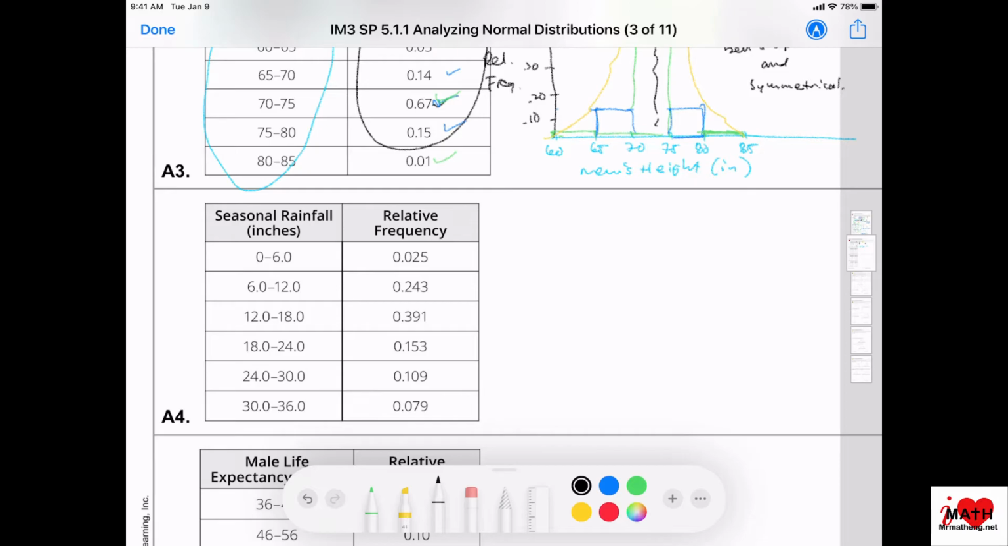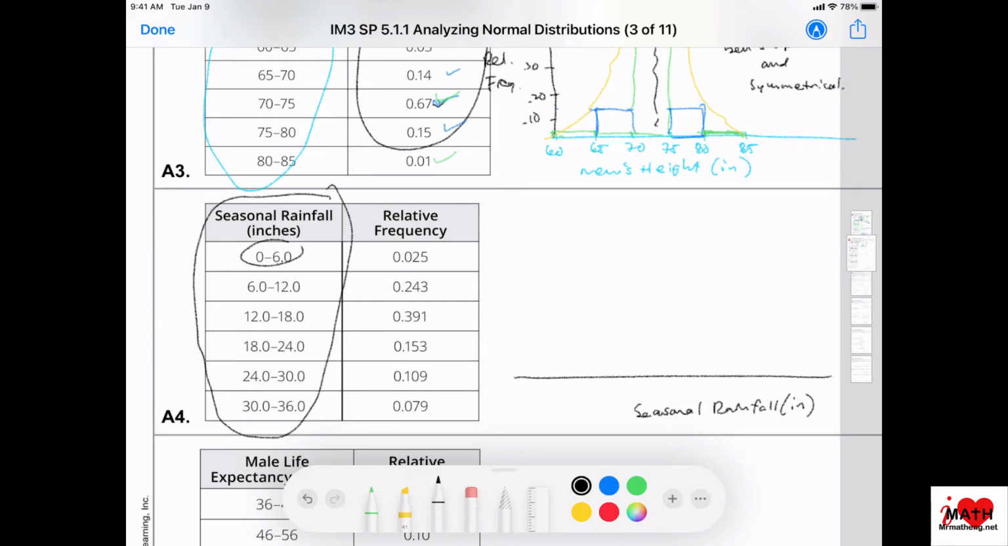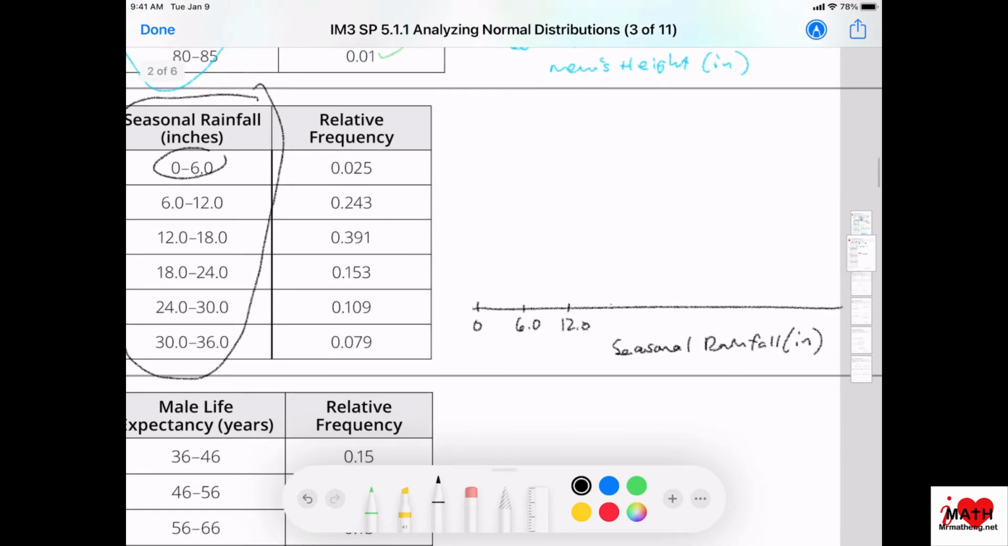All right, A4 here, we're going to make a relative frequency histogram. Remember, they've done the hard work of creating decimals for us. This is just seasonal rainfall measured in inches. And then I'm going to use those numbers: 0, 6.0, equally spaced 12.0. Looks like they're counting by sixes here, 18, 24, 30, and 36.